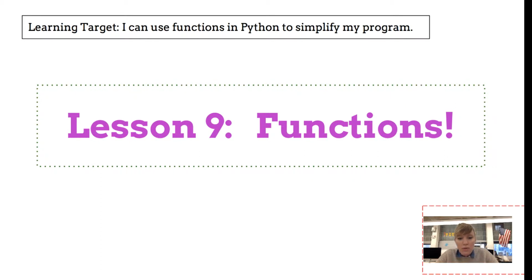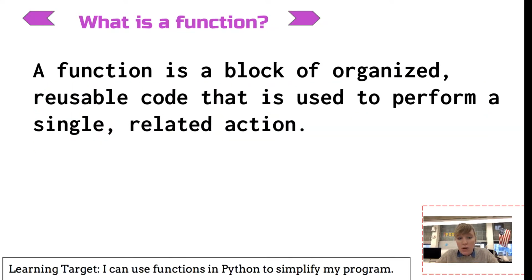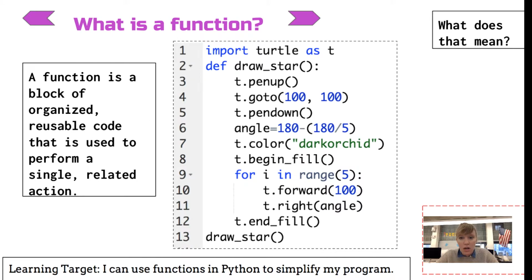Okay, we are on one of our last lessons of the software engineering unit, which is called functions. So today we're going to talk about functions. A function is a block of organized, reusable code that is used to perform a single related action. We're going to break that definition down in just a second. So, a block of organized, reusable code.